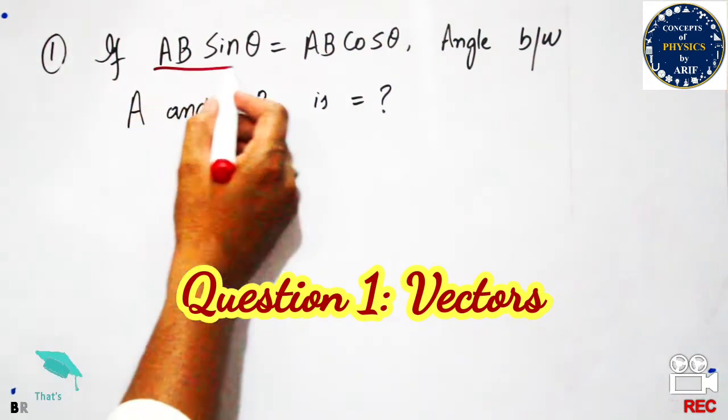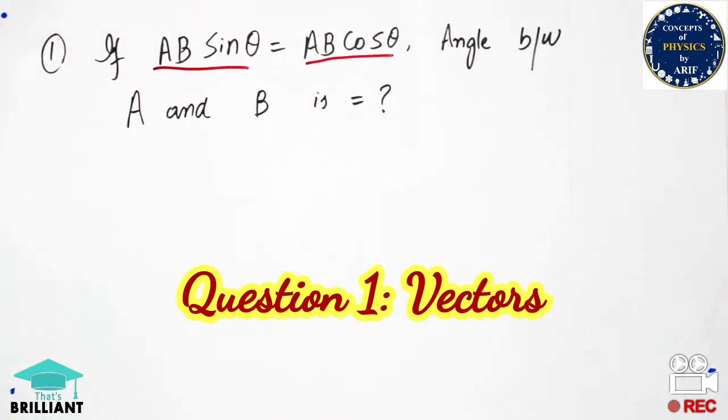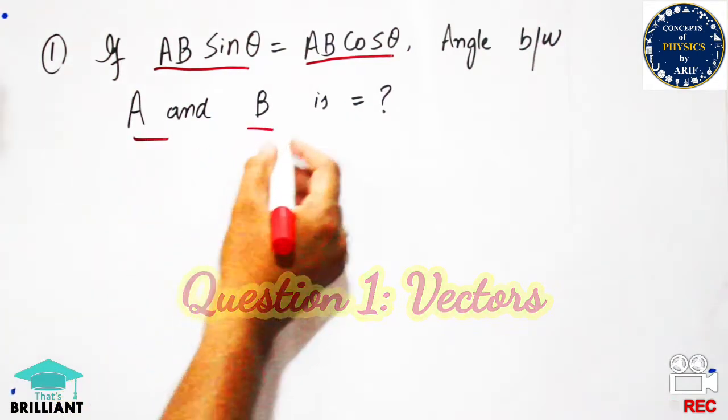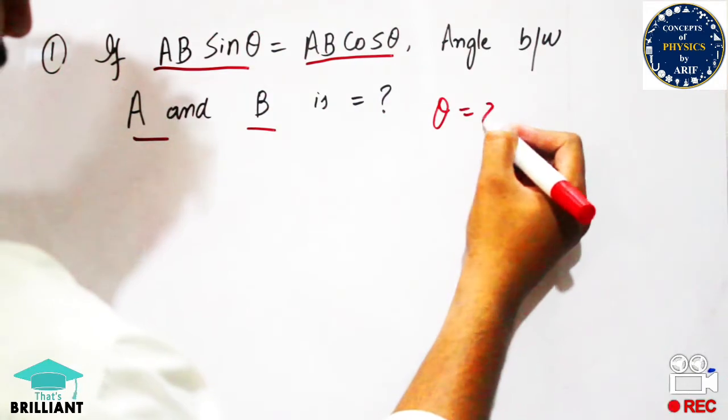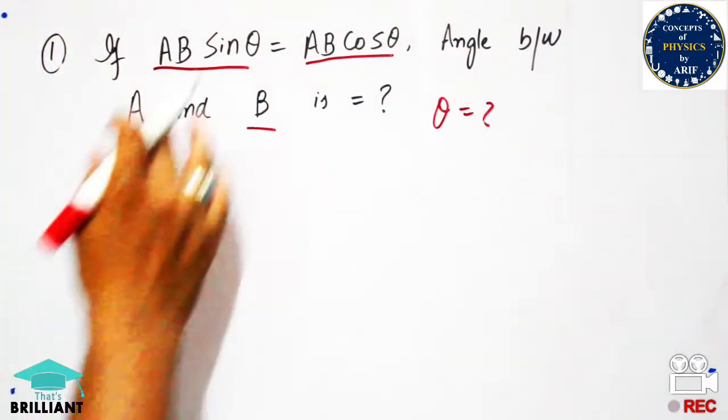In this video I will briefly discuss past paper MCQs. First of all, the question is: if AB sin theta is equal to AB cos theta, what is the angle between A and B? This is a question about vectors, so we need to calculate the angle theta.